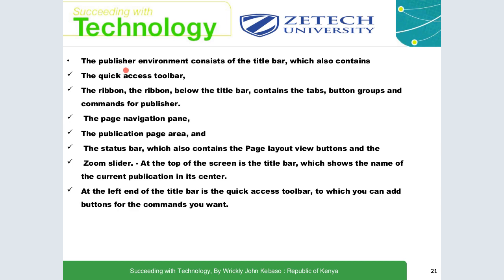And these theories, you'll get them. Whatever I've spoken is now given, I just summarize it again. And we are saying the Publisher environment consists of the taskbar, which contains the quick access tool. And then I talked about the title bar, and I mentioned the name of the application and the file.